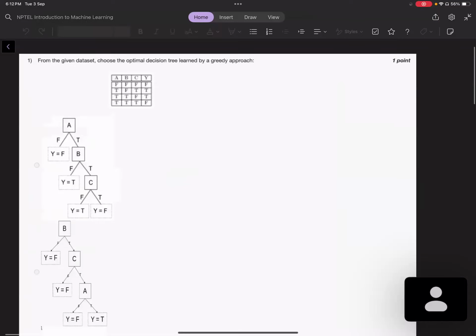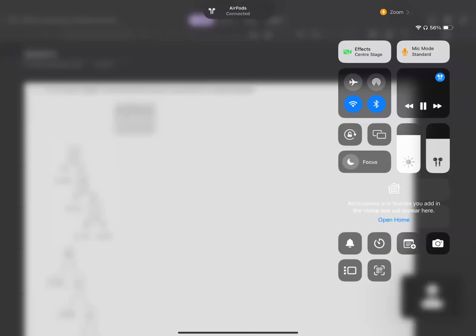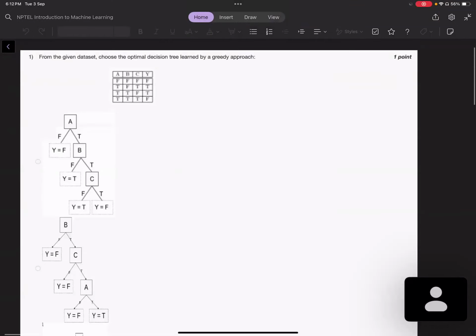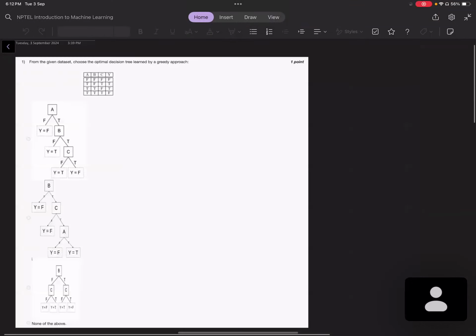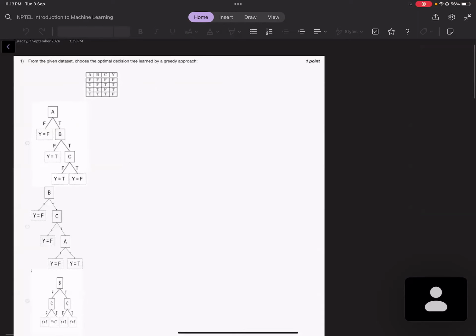The question is, given the data set, choose the optimal decision tree learned by a greedy approach. So we are putting on a greedy approach and trying to find the optimal decision tree learned for this data set. There are three options. The fourth one is none of the above. You can try it once and give an answer, and I'll solve it once you're done.